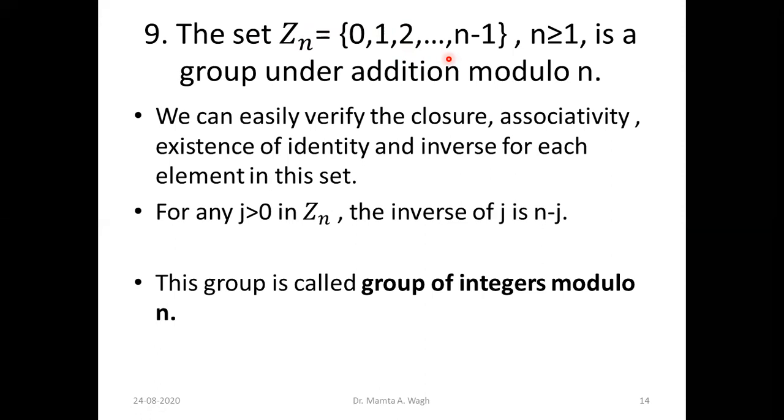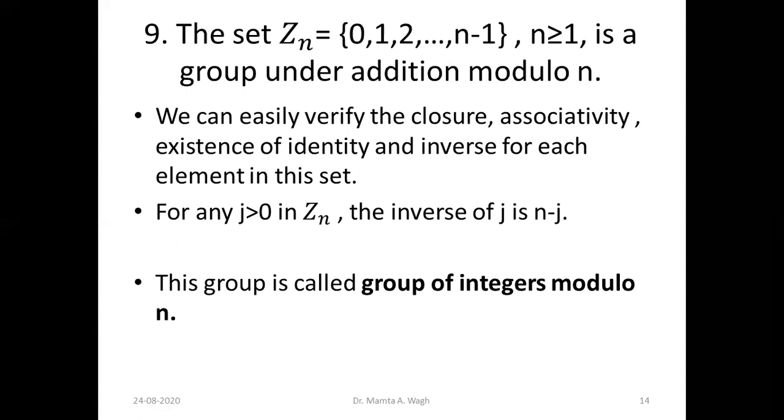from Z5 you can take two elements. So in Z5 you will be having 0 to 4. So let us take 3 and 4. If I am taking 3 and 4 and adding them modulo n, 3 plus 4 will be 7, and under modulo 5 that will be 2, because 7 minus 5 will be 2. So addition modulo means you are dividing that number 7 by 5 and the remainder is your answer. So that is the modulo n operation.